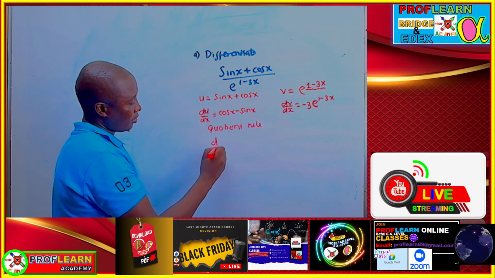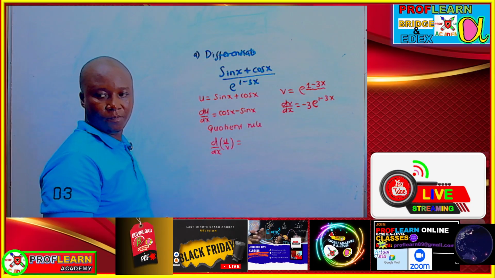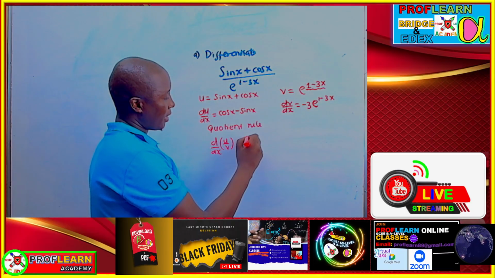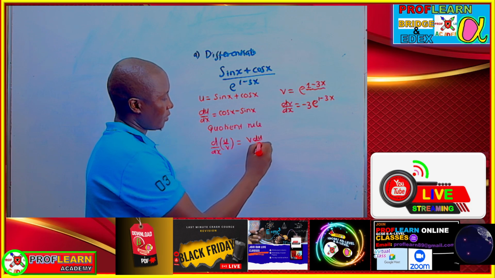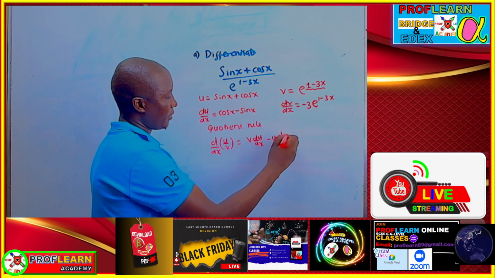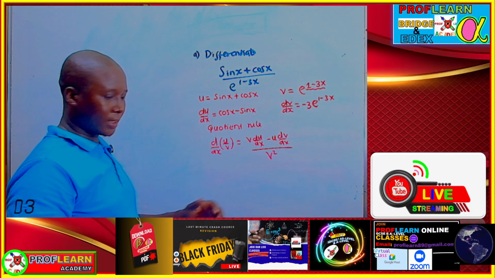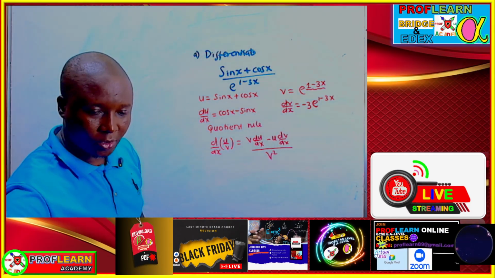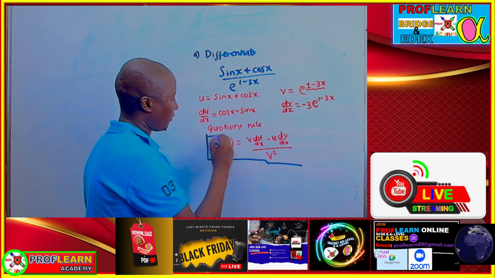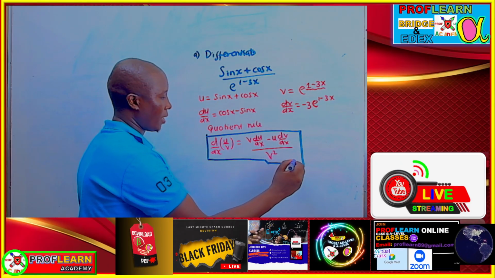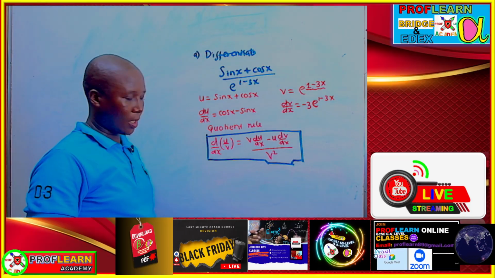If you're having d/dx of u over v, the quotient rule claims that this is going to be (v du/dx − u dv/dx) divided by v squared. That is how the quotient rule basically states. So if you have this formula well inscribed in your mind, then we can apply that.